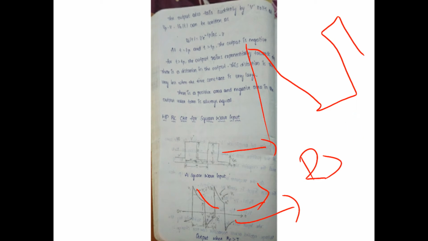In the RC greater than T condition, we are taking the square wave signal. This V' is the positive voltage, V'' is the negative voltage. This is T1 and this is T2. The total time period is T. So we are applying different positive and negative voltages with different timings, that is T1 and T2. The total time is T.